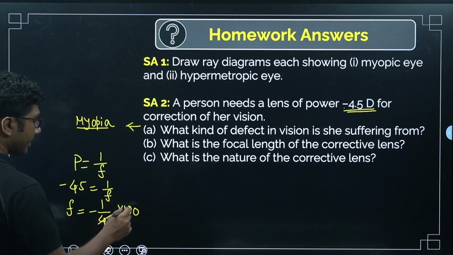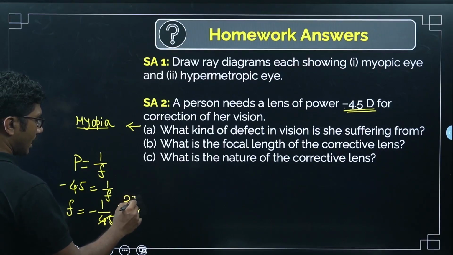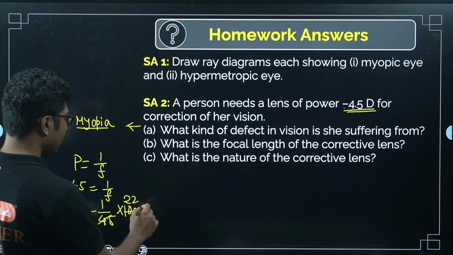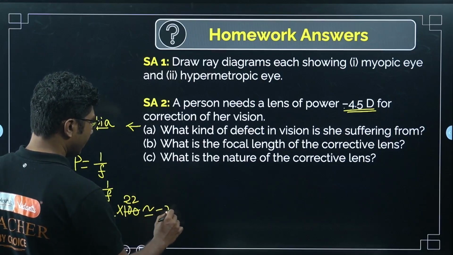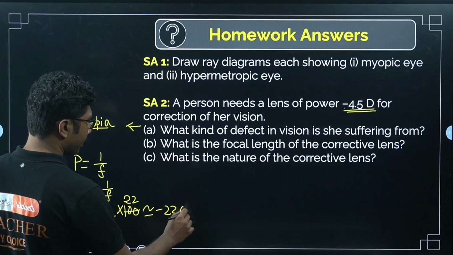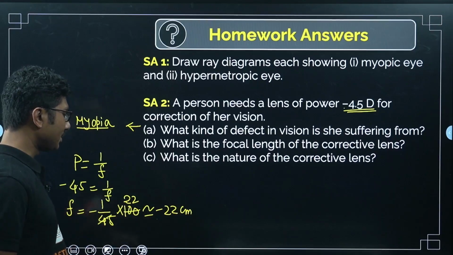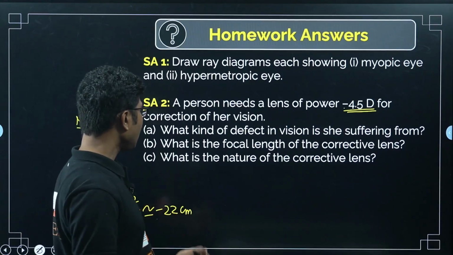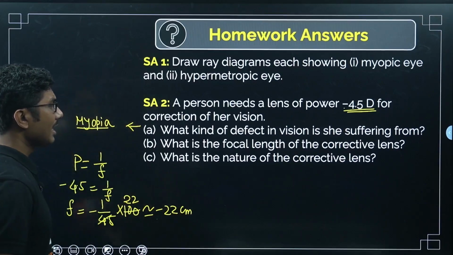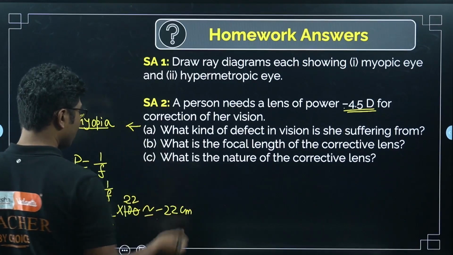45 divided by 100, it will be around 22. So it will be nearly 22 centimeter. You can find the decimals if you have time, but approximately it is 22. Now what is the focal length of the corrective lens? That is done, 22 centimeter.